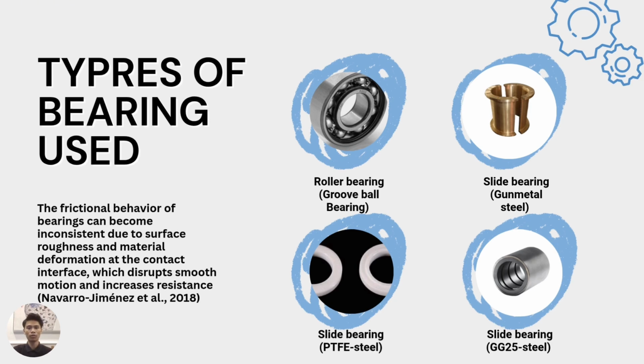The bearings selected for testing include roller bearings, specifically groove ball bearing, and three types of slide bearings made from different materials, such as gunmetal steel, PTFE steel, and GG25 steel. These types allow us to see how different materials affect frictional characteristics.